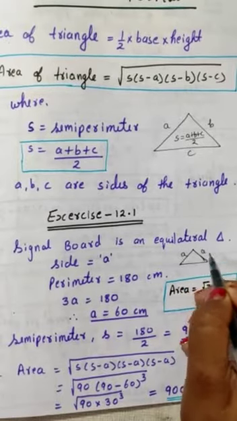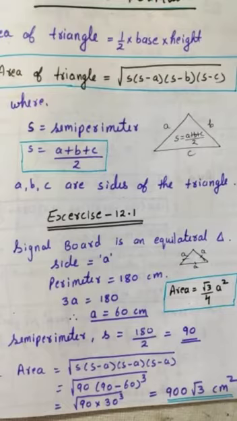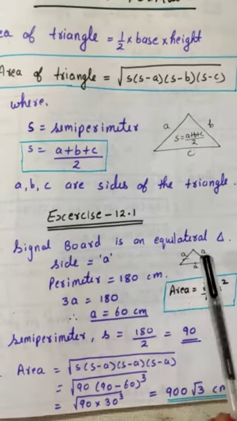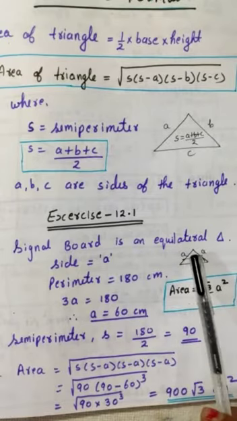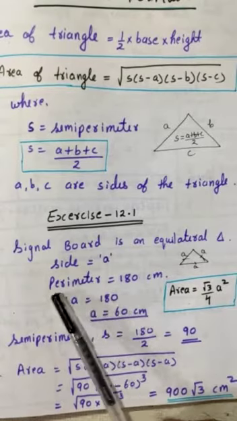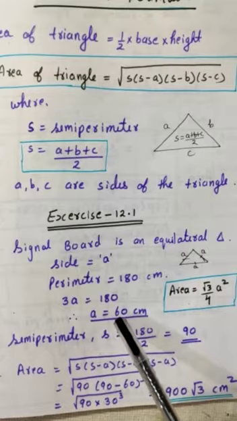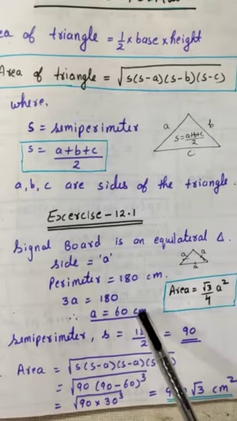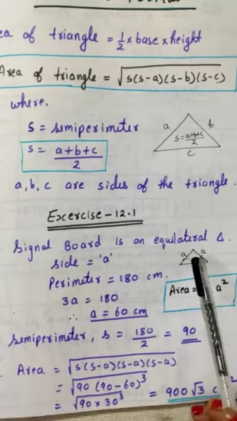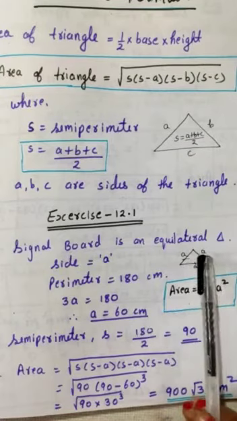Since this is an equilateral triangle, all the three sides are equal, and its perimeter is given as 180 centimeter. Perimeter means the sum of all the three sides is 180. That means 3 into a is 180. So using this, we can calculate a is 60, sorry, 60 centimeter. So the side of the equilateral triangle is 60 centimeter. Understood? Now you have to find the area of this equilateral triangle.